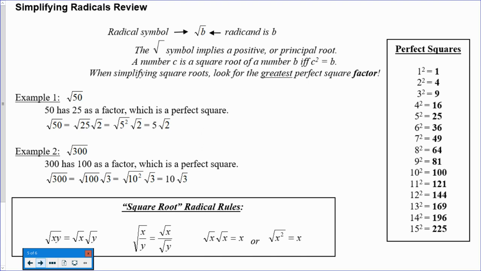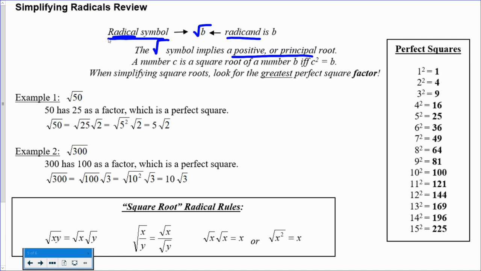I'm going to call it a radical symbol when you see a square root symbol, because tomorrow we'll start talking about cube roots, fourth roots, fifth roots, and not just square roots. So we're going to call it a radical symbol because a radical represents any type of root. The term radicand is what's inside of your radical symbol. So B is the radicand. Your radical symbol here would imply a positive, or what's called a principal root. We'll talk more about what other types of roots there would be.